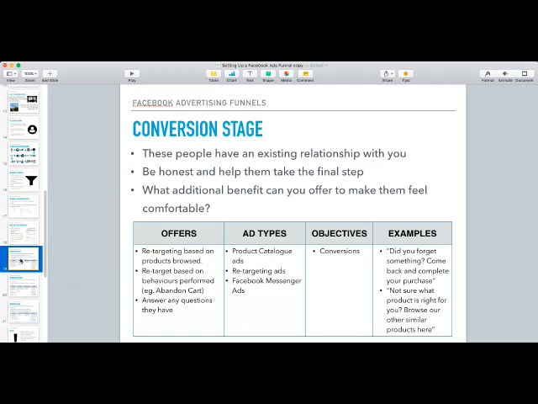Whatever you think is relevant, it's actually important to take a step back and think about, well, what is the final step that I want people to take? What is the goal of this actual campaign?